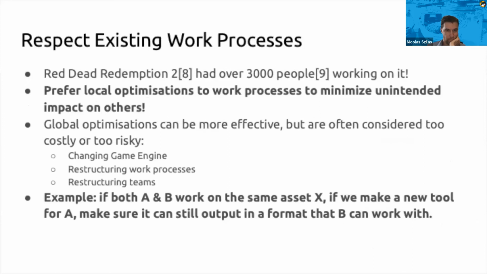Looking at the game Red Dead Redemption 2, over 3,000 people worked on it. That means when we change or introduce new workflows, to minimize risk, we'll often mostly have to focus on local optimizations. Global optimizations such as changing a game engine or restructuring processes and teams are often deemed too costly and risky. To make a tool easy and cost-effective to adopt, it should only affect the workflow of the people on the team using it. For example, if 2 artists A and B work on the same asset at different points in the pipeline, and B is dependent on A's output, a PCG tool to optimize parts of A's workflow should output assets in a format that B can work with.